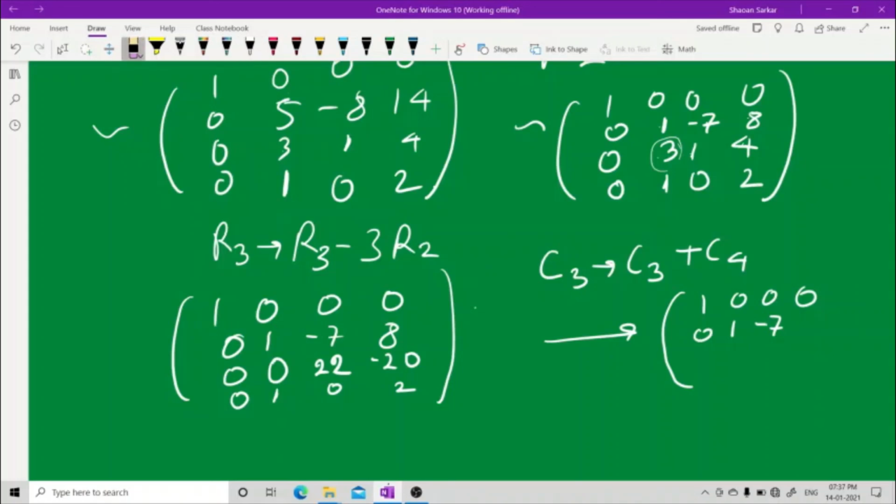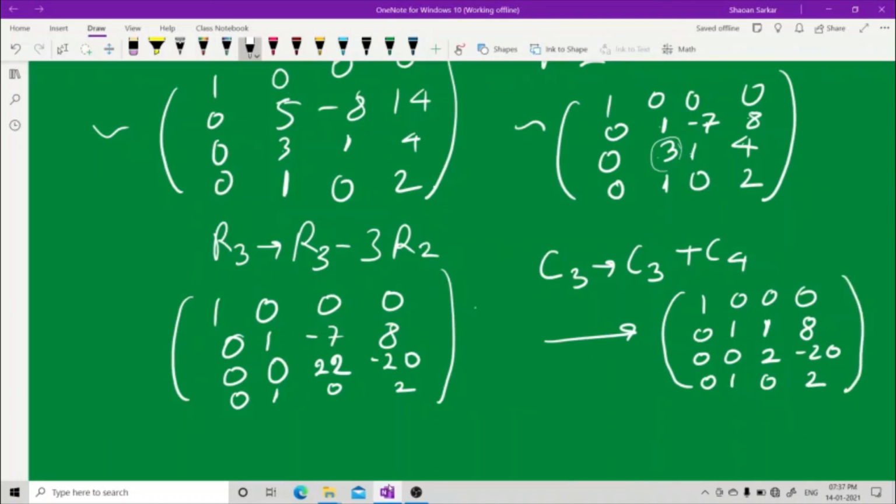Sorry, this is minus 7 plus 8 is 1, and this is going to be 8, and 0 0, 22 minus 20 will be 2, and this will be minus 20, and this will be 0 1 0 2. Now you can do one more thing.